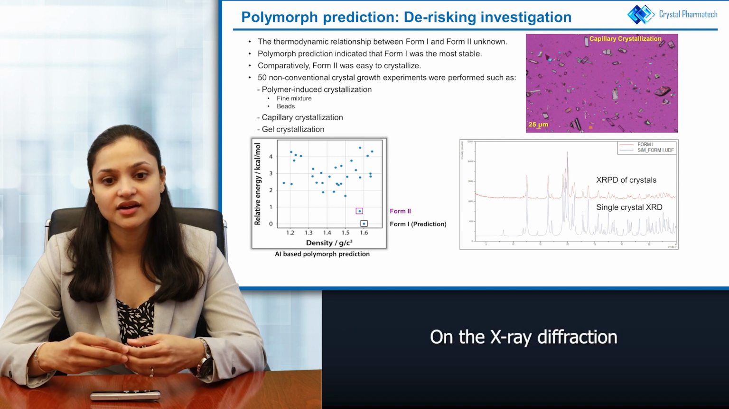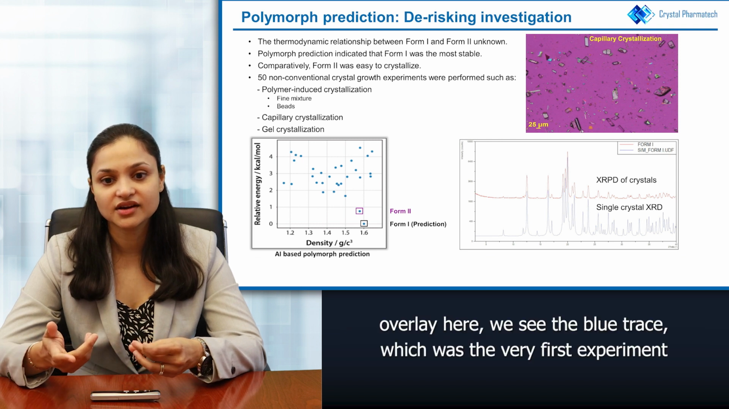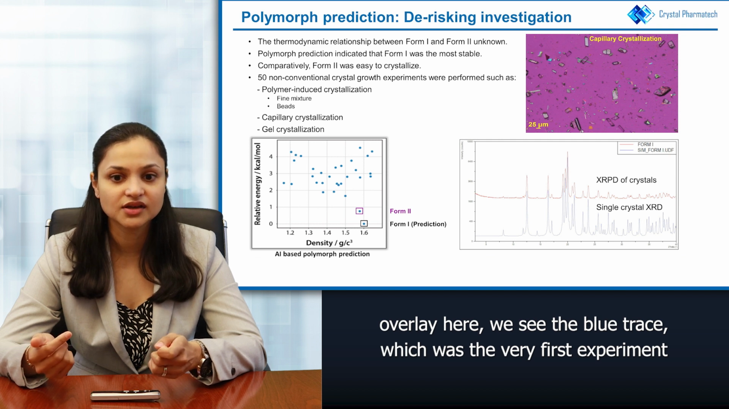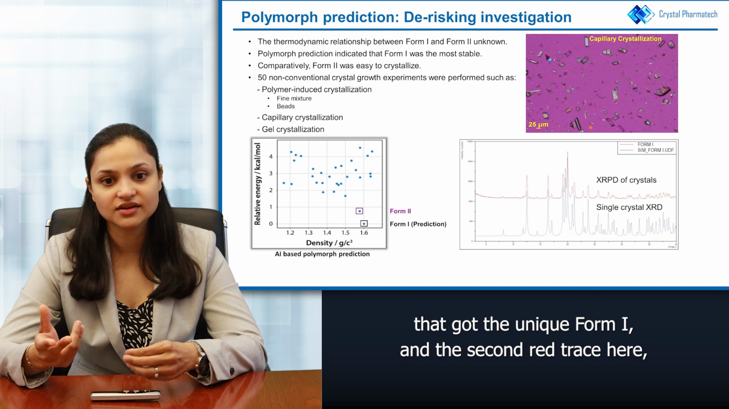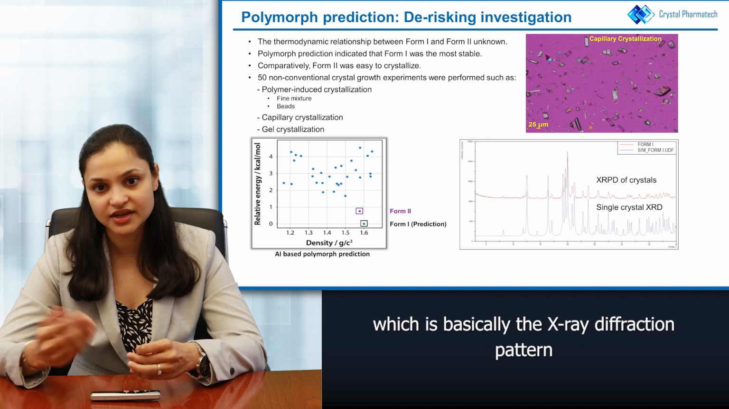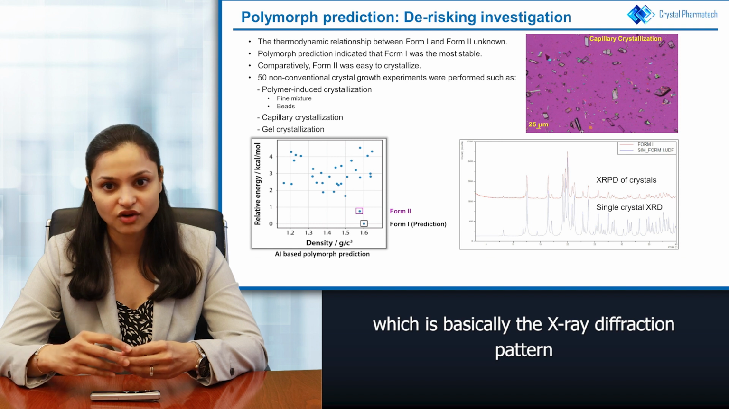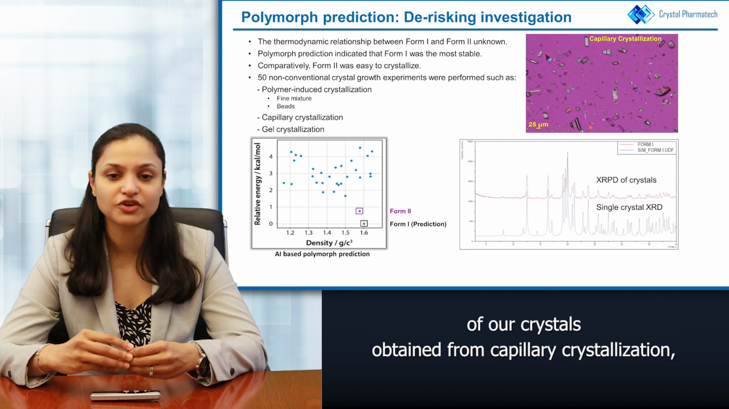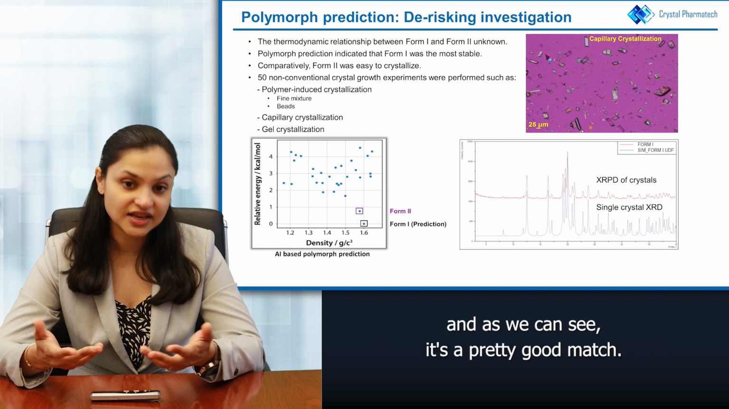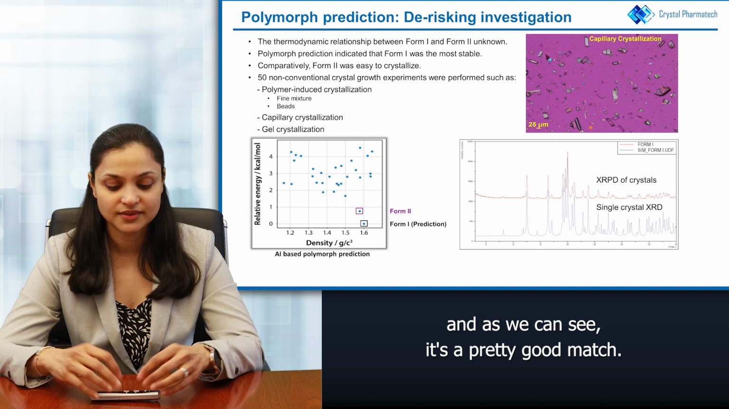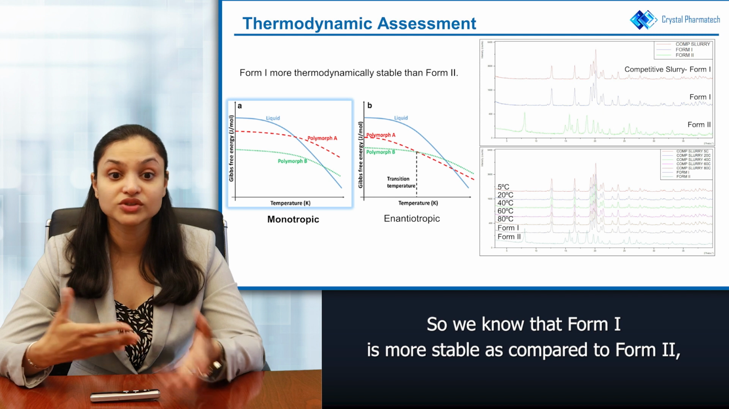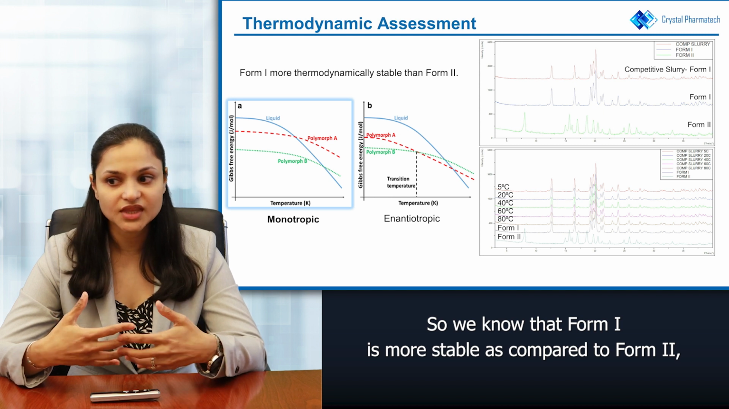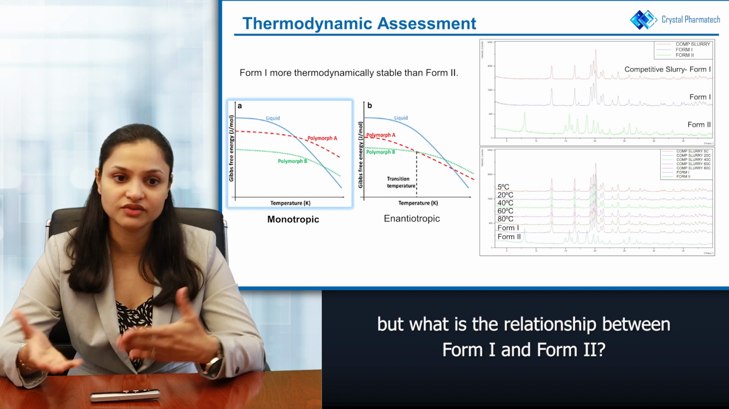On the X-ray diffraction overlay here, we see the blue trace, which was the very first experiment that got the unique form 1, and the second red trace here, which is basically the X-ray diffraction pattern of our crystals obtained from capillary crystallization. And as we can see, it's a pretty good match. So we know that form 1 is more stable as compared to form 2. But what is the relationship between form 1 and form 2?